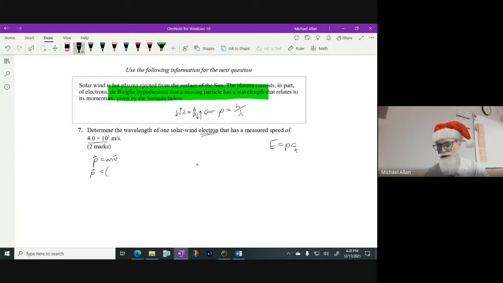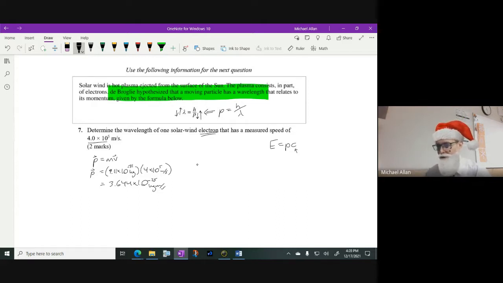I can actually write this out if you want to. 9.11 times 10 to the negative 31 kilograms, times the 4 times 10 to the 5. I punch those all into my calculator and I get this number, in kilogram meters per second. Pretty small momentum, but that's okay. We have a nice small momentum.